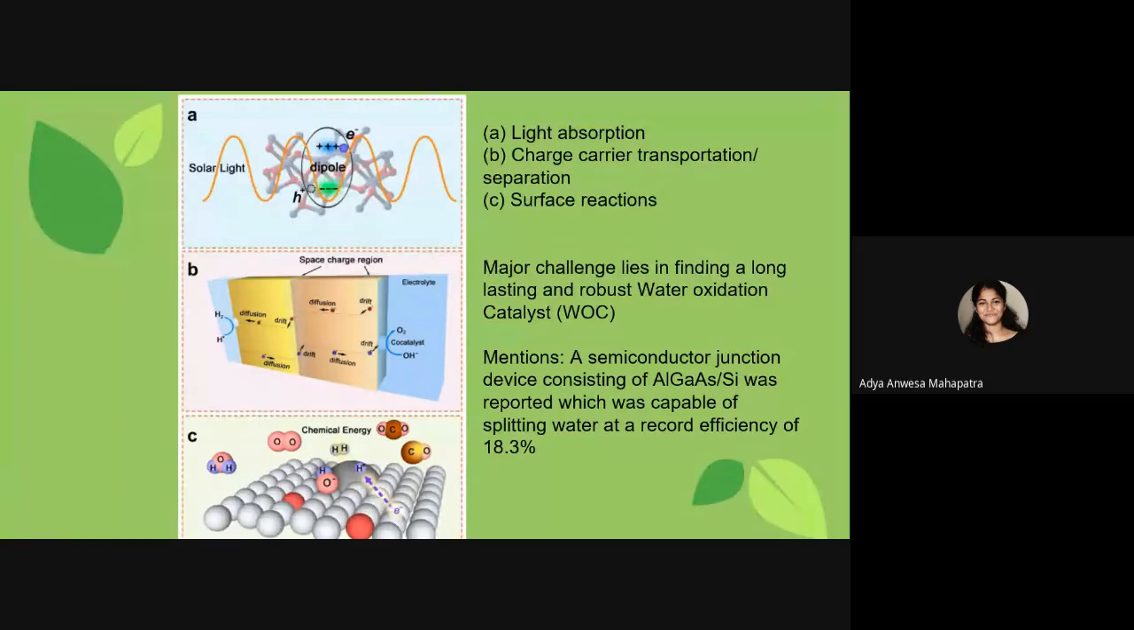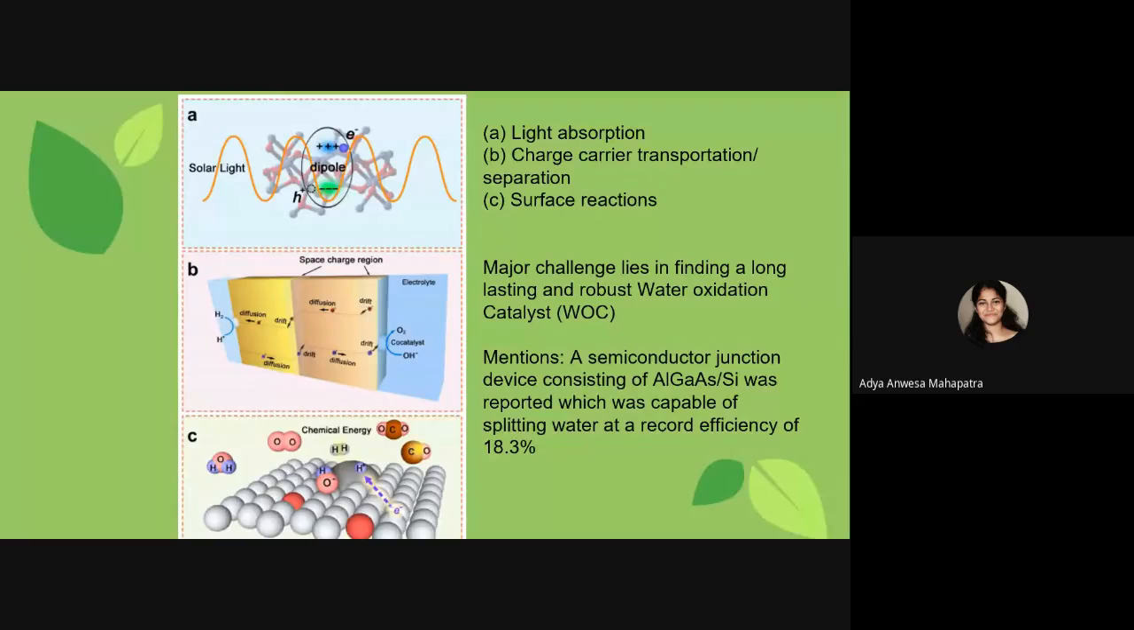However, to date, there is no single material that simultaneously meets all of the requirements. Some are better at light absorption, while others are better at charge separation. But no material yet meets the required band gap, band edge position, electronic property, and long-term stability. One of the major challenges lies in finding a long-lasting, robust water oxidation catalyst. Though no material efficiently meets our expectations, there is one honorable mention.